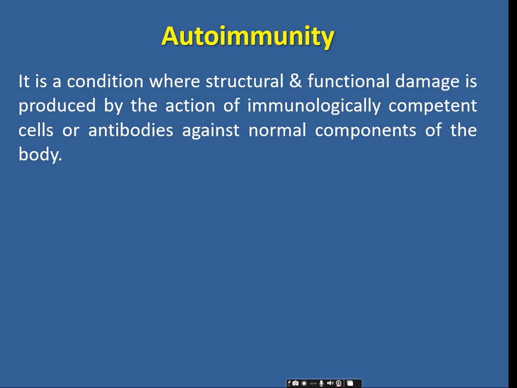Autoimmunity is a condition where the structural and functional damage is produced by the action of immunological components, cells, or the antibody against a normal component of the body. Autoimmunity or autoimmune disorder means the immunological response will happen to the self antigen. Self antigen means our own body is having antigens which are not exposed, so against that particular self antigen, antibodies will be produced.